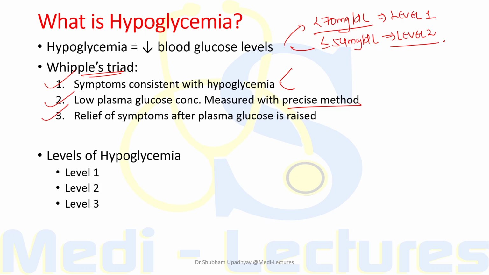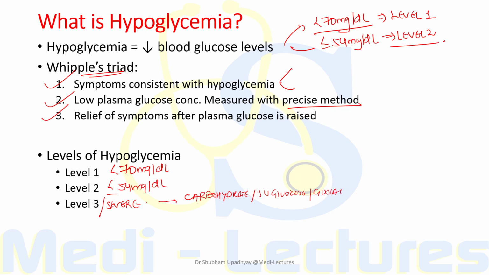Now, according to the blood glucose levels, we have 3 levels of hypoglycemia. As we discussed, level 1 is less than 70 milligram per deciliter. Level 2 is less than equal to 54 milligram per deciliter. Level 3, also known as severe hypoglycemia, is any episode which requires assistance of another person. Now this assistance can be required to actively administer carbohydrate or parenteral glucose or glucagon to the patient. So any level of hypoglycemia which requires assistance of another person is level 3 or severe hypoglycemia.